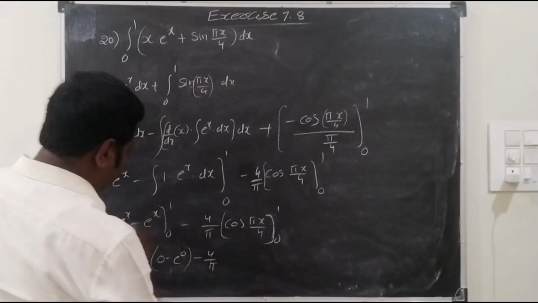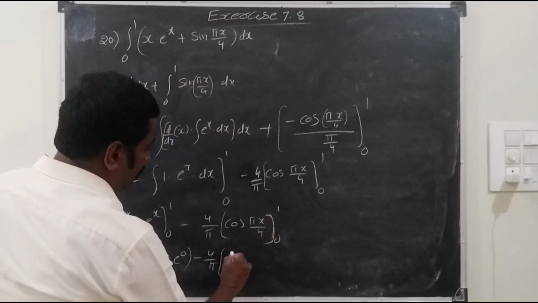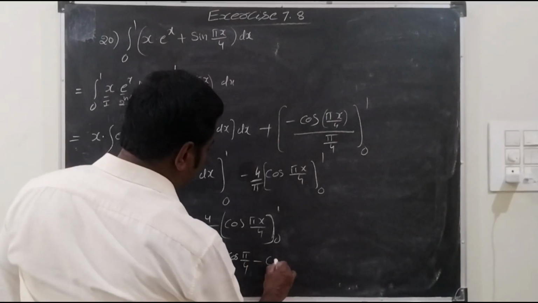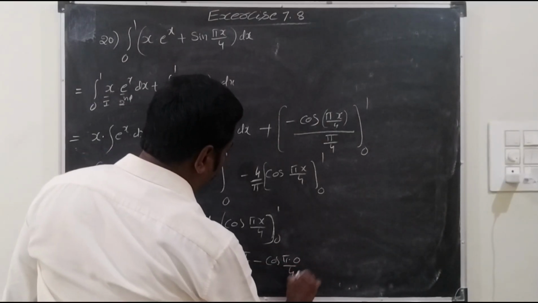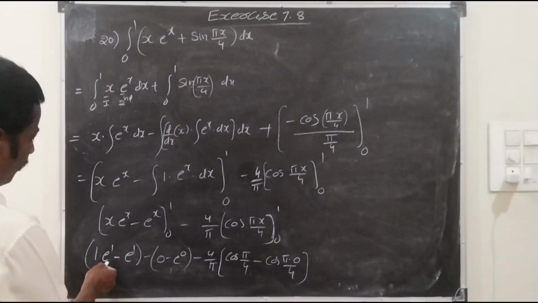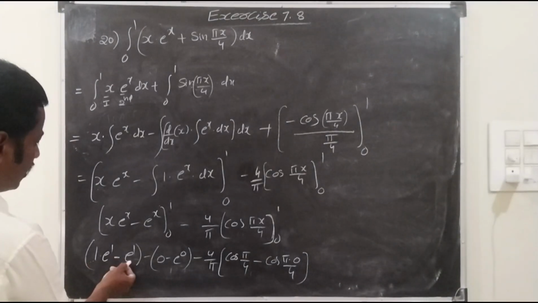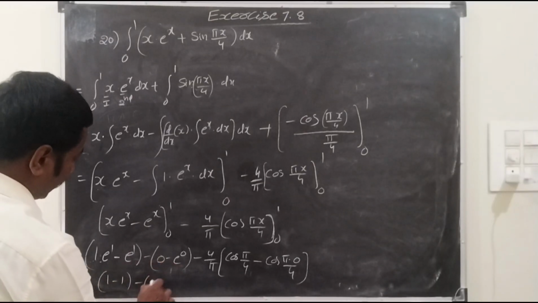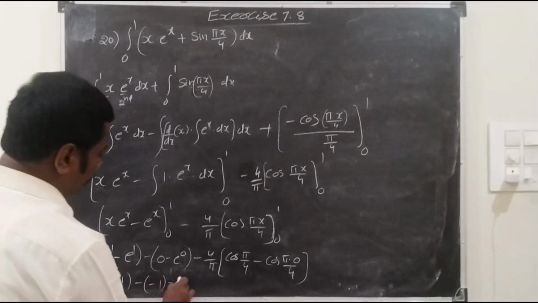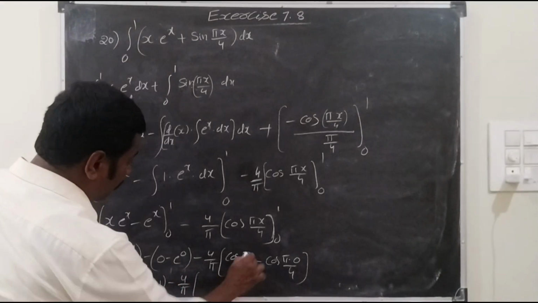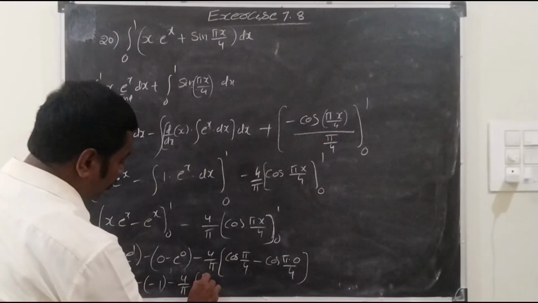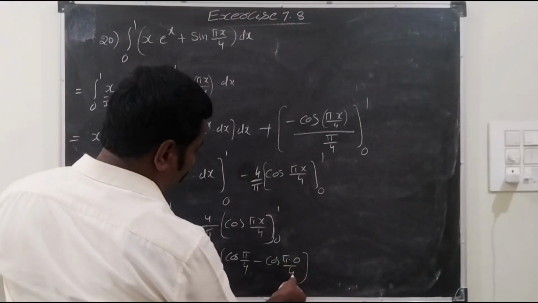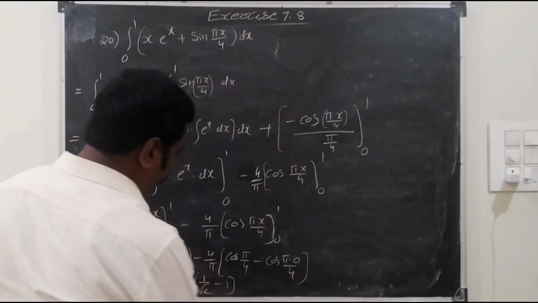Minus 4 by pi. Again here also, upper limit first: 1 into cos pi into 1 by 4, minus lower limit cos pi into 0 by 4. Upper limit minus lower limit. 1 into e power 1 minus e power 1, that is 1 minus 1, 0. This one is also 1 minus 0, skip it, minus e power 0 means minus 1. Minus 4 by pi cos pi by 4 means cos 45, value 1 by root 2, minus pi into 0 by anything is 0. Cos 0 value is 1.